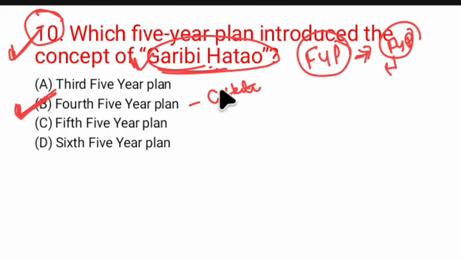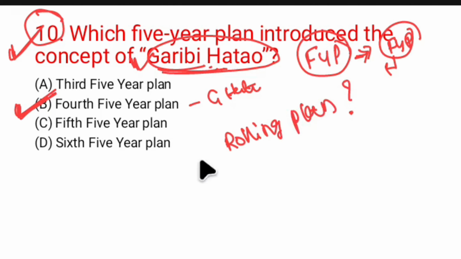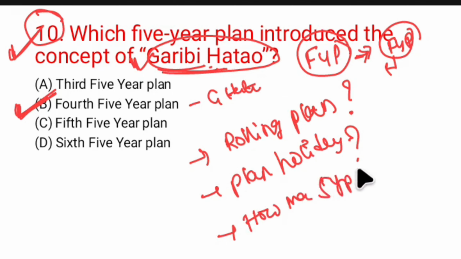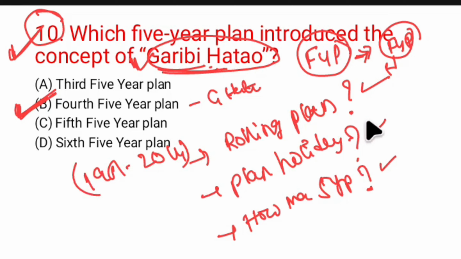You have to mention in the comment box when the rolling plan happened, when the plan holiday was introduced, and how many 5-year plans were present from 1951 to 2014. How many 5-year plans, plan holidays, and rolling plans were there? You have to mention it in the comment section.